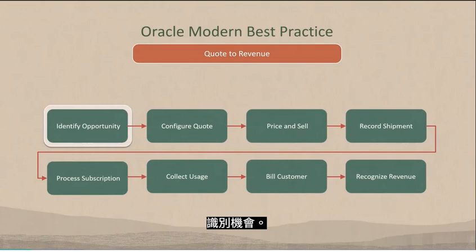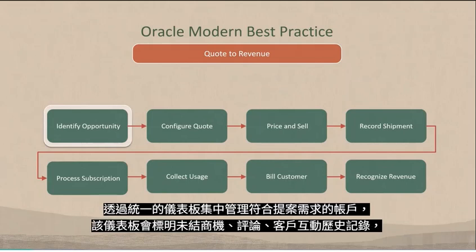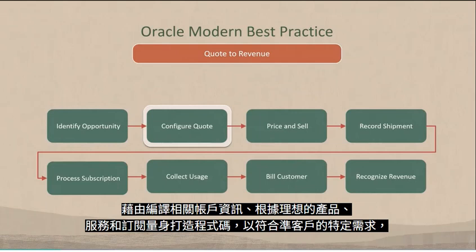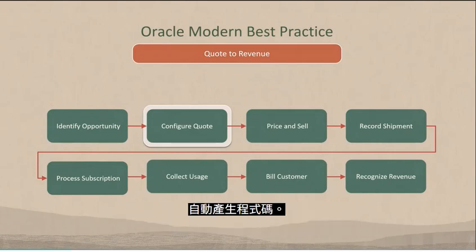Identify opportunity. Centralize proposal-ready account management with a unified dashboard that highlights open opportunities, reviews customer engagement history, and flags at-risk behaviors. Leverage AI to support sales reps by offering win probabilities and actionable recommendations to advance accounts through the sales cycle. Configure quote. Automatically generate a quote by compiling relevant account information, tailoring it with the ideal products, services, and subscriptions to align with the prospect's specific needs.